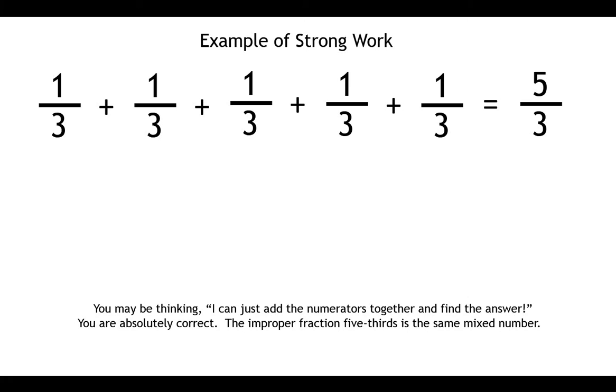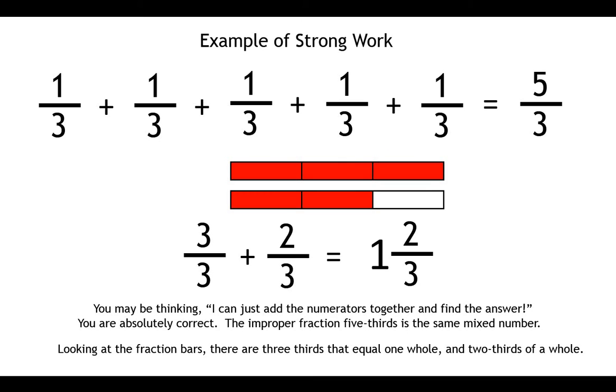You may be thinking, I can just add the numerators together and find the answer. You are absolutely correct. The improper fraction 5/3 is the same as the mixed number. Looking at the fraction bars, there are 3/3 that equal 1 whole and 2/3 of a whole.